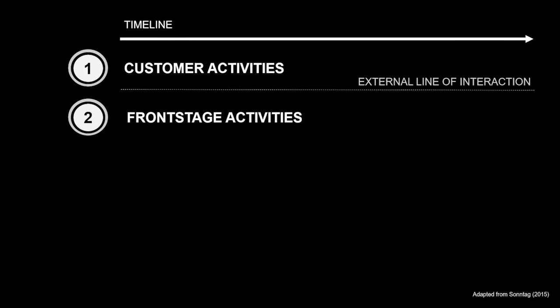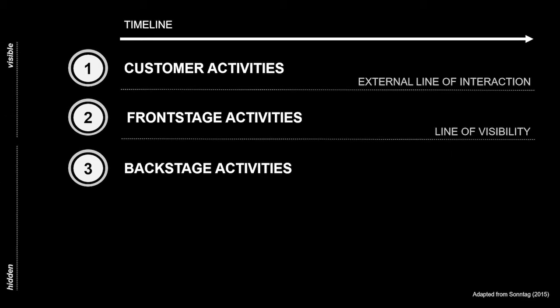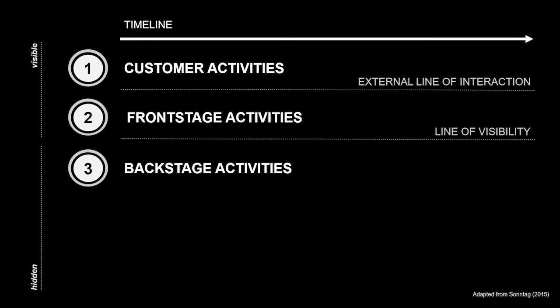Next, we have backstage activities. These are activities performed by the service provider. However, they are not seen by the customer. Front stage and backstage activities are separated by the line of visibility. All activities that are not visible to the customer should be below this line.